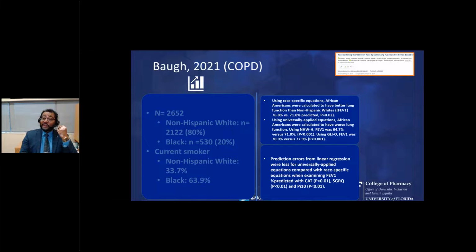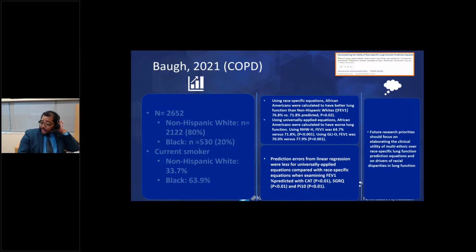It identified that African Americans were calculated to have better lung function as compared to non-Hispanic whites. And you can see that listed there with respect to a predicted FEV1. However, when we use the race-neutral Global Lung Initiative formula, which omits race from its calculations, African Americans were calculated to have worse lung function. And so you can see that listed there.